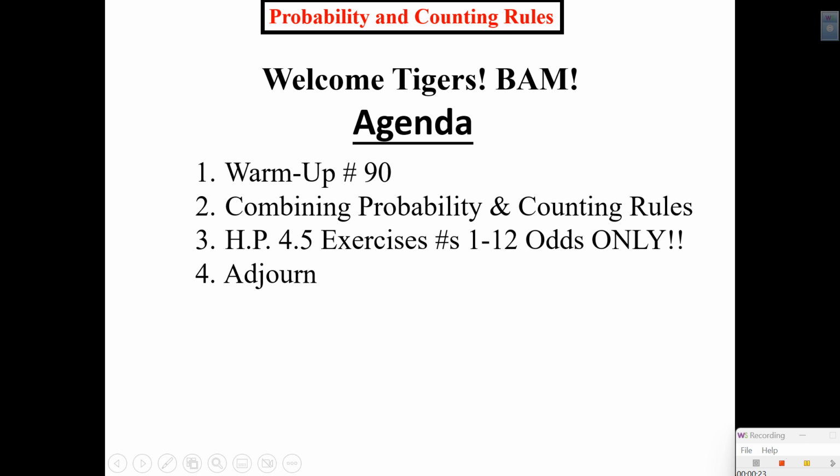Today, warm-up number 90. And like I said, today we're going to finish up this chapter, and we're going to be combining everything together from probability rules and counting rules all together in one problem. So hopefully that's going to make a little bit of sense once we get started. Your homework for tonight is 4.5, the exercise at the end of that section, numbers 1 through 12, odds only.